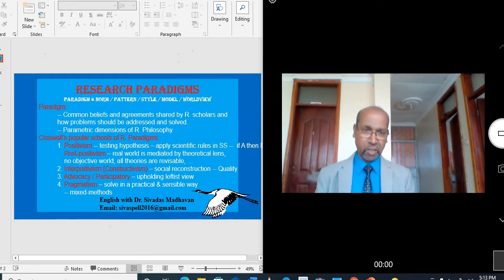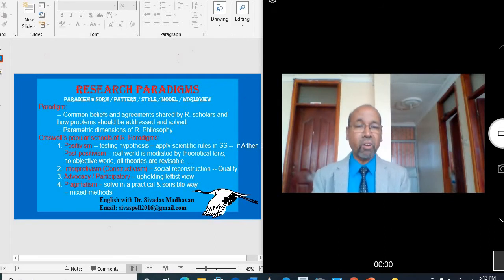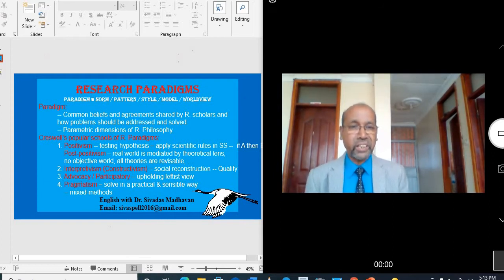That is another paradigm. And the third one is advocacy or participatory. So when you evaluate or when you discuss the data, you can become an advocate of the poor. Or you participate, you become a participant of the people for whom you are arguing. That is advocacy or participatory. That is the leftist way of interpreting the ideas or interpreting the data. That is the third one.